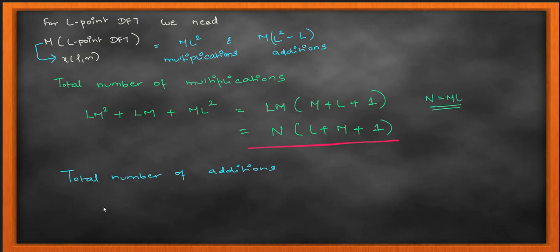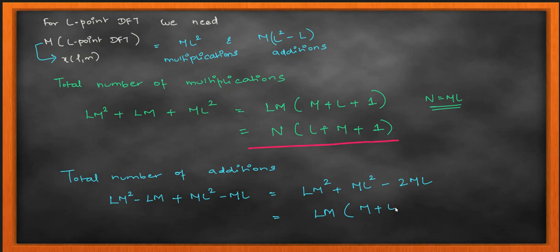For the total number of additions, I have LM square minus LM, plus ML square minus LM. There is no addition for the standalone multiplier, so only these two terms. That simplifies to minus 2LM. So this becomes LM square plus ML square minus 2ML, or taking LM outside, LM into M plus L minus 2, or N into M plus L minus 2.